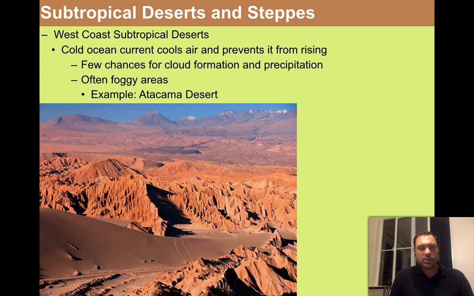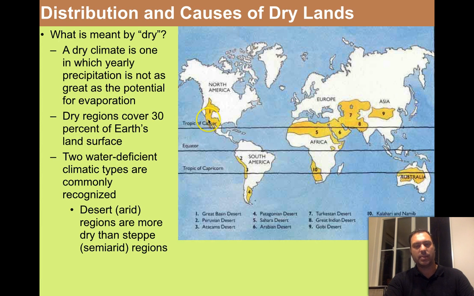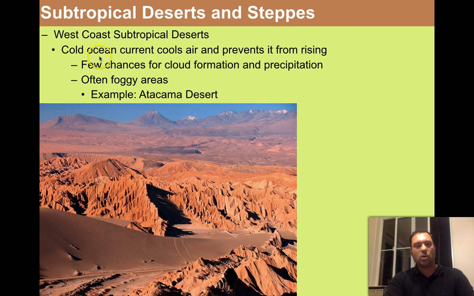All right, so let's start talking about the different deserts and steppe environments that are a consequence of this. So we have West Coast subtropical deserts. Talking about these ones here. So here's the west here. Cold ocean currents cool air and prevent it from rising. So the air there is cool and it's dry, but because it's so cool, it can't actually reduce its density and rise up.